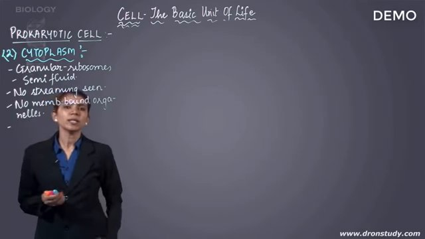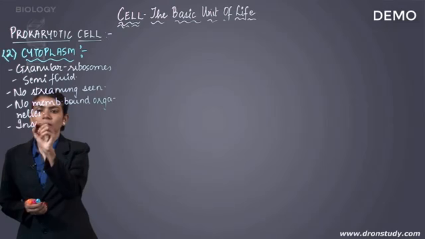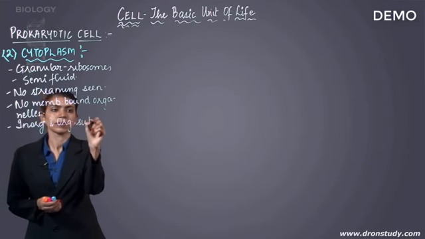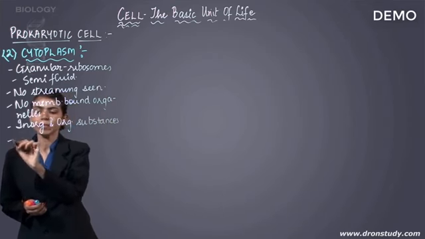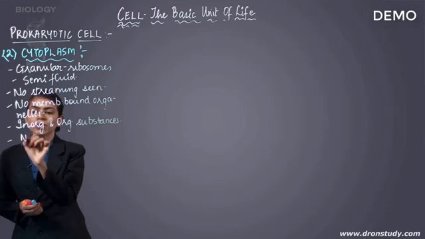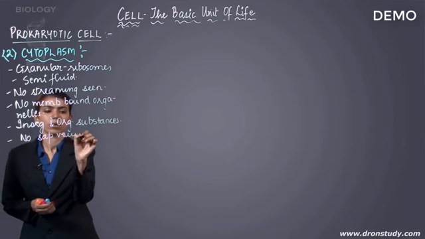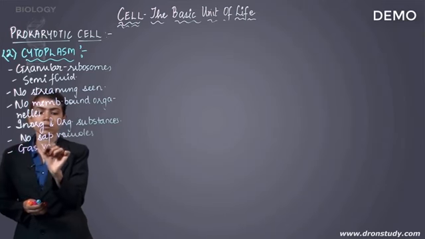So cytoplasm contains organic and inorganic material or substances. Also, there are no sap vacuoles. Instead, what is present are the gas vacuoles.